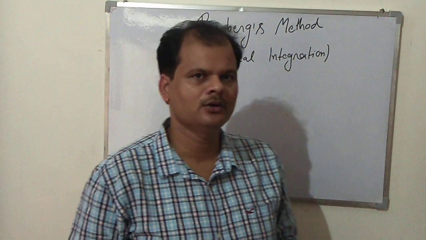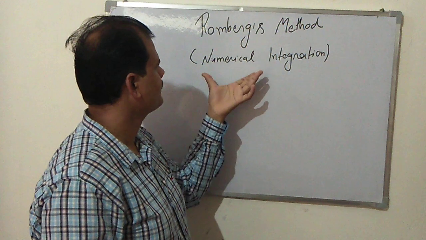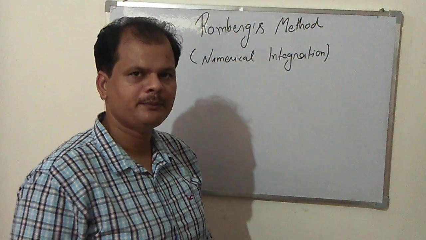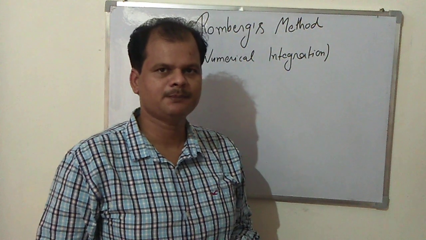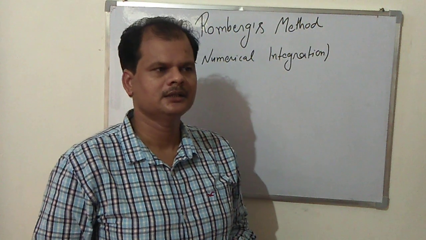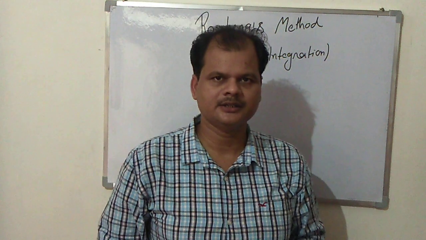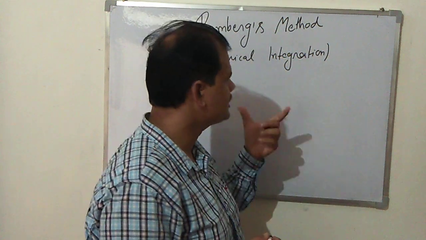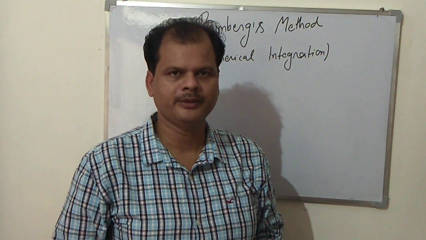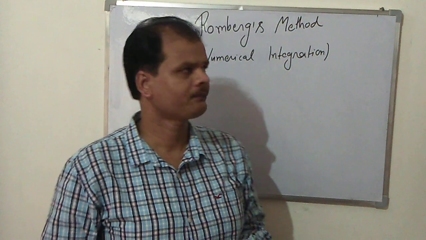In this video I am going to explain the Romberg method. This is a method for finding numerical integration. In my previous video I have explained the trapezoidal rule, Simpson 1/3 rule and Simpson 3/8 rule for finding numerical integration. So before seeing this video, it is recommended to see my previous video based on numerical integration. The link is given in the description.